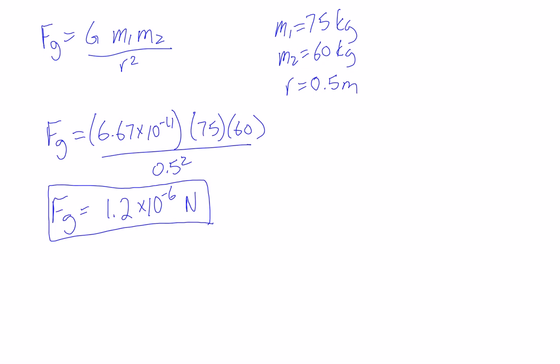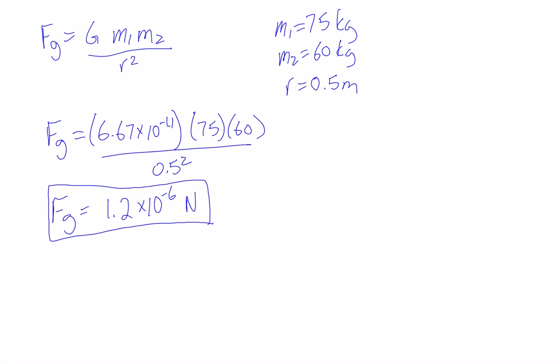So that's a pretty small number, right? 1 newton is just a light touch, so 1.2 times 10 to the negative 6 is pretty much zero. That's like a millionth of a newton, so not enough to do anything. That's why when you're standing next to somebody, all of a sudden you don't get pulled together. The gravity isn't big enough to make that happen.